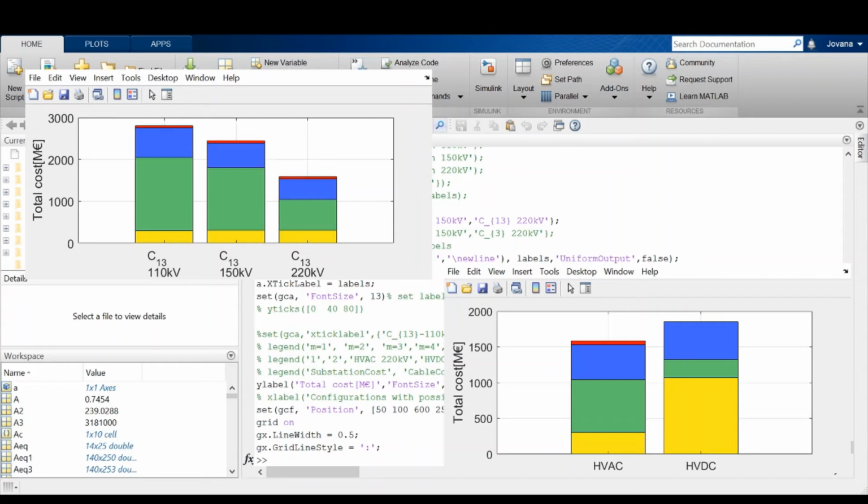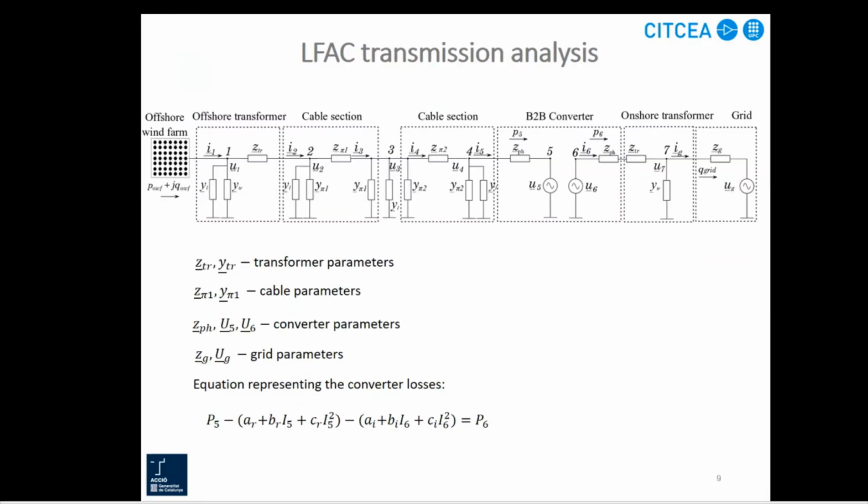On the right side, we have a comparison with HVDC, and in this case HVDC costs around 1,800 million euros, while HVAC for this particular power and this particular transmission distance is around 1,600. So in this case, the suggested transmission system would be HVAC. Now we move on to the low frequency transmission analysis.